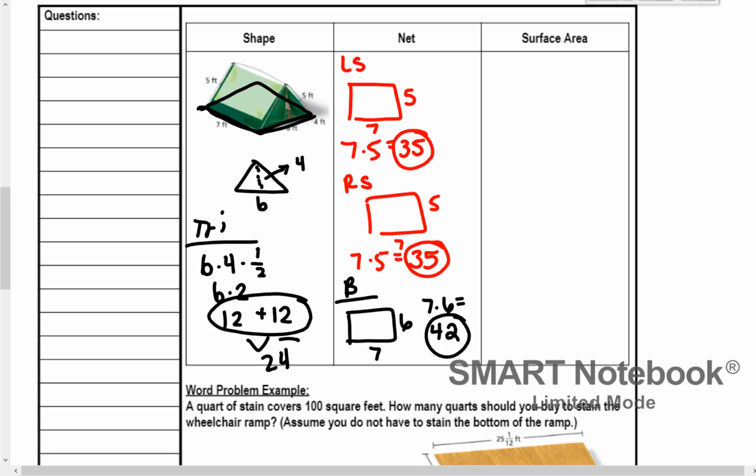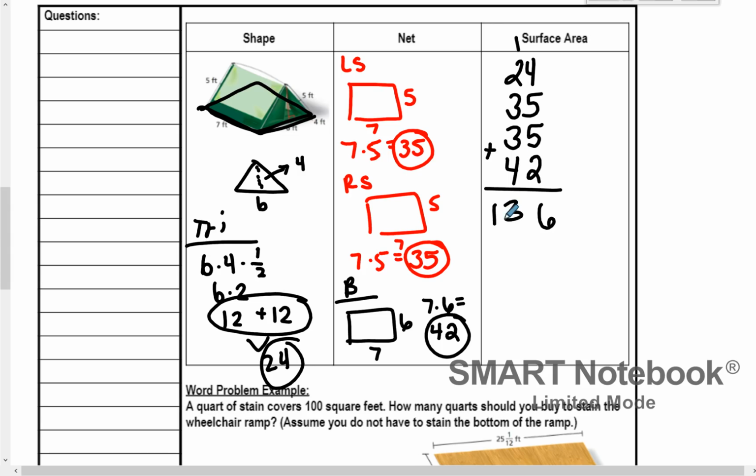Last up, I'm going to add up all of my circled numbers to get that final surface area. If you would like to pause the video so you can do that addition on your own, that would be fine. I got 136. Last but not least, I need to put my label on it. That is going to be feet squared. Right, and that is how you find the surface area of triangular prisms.